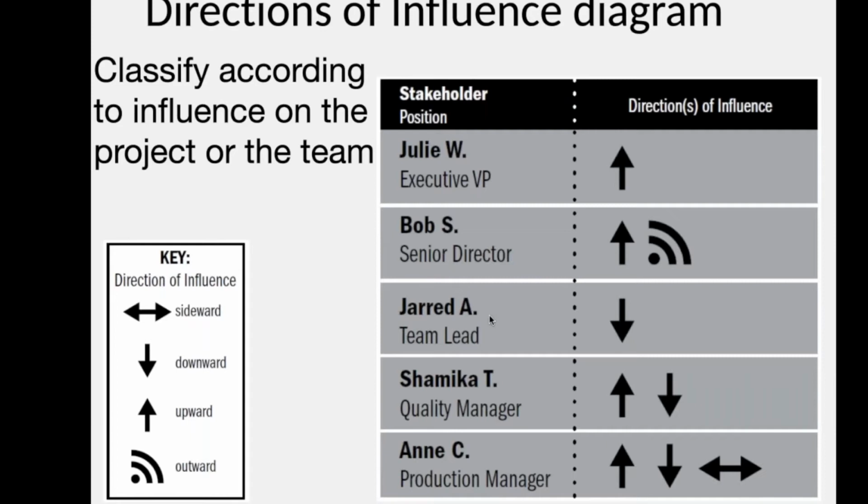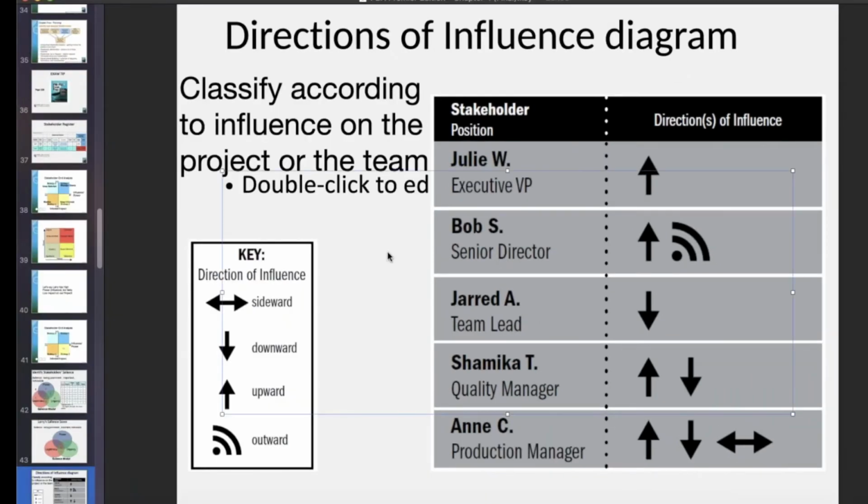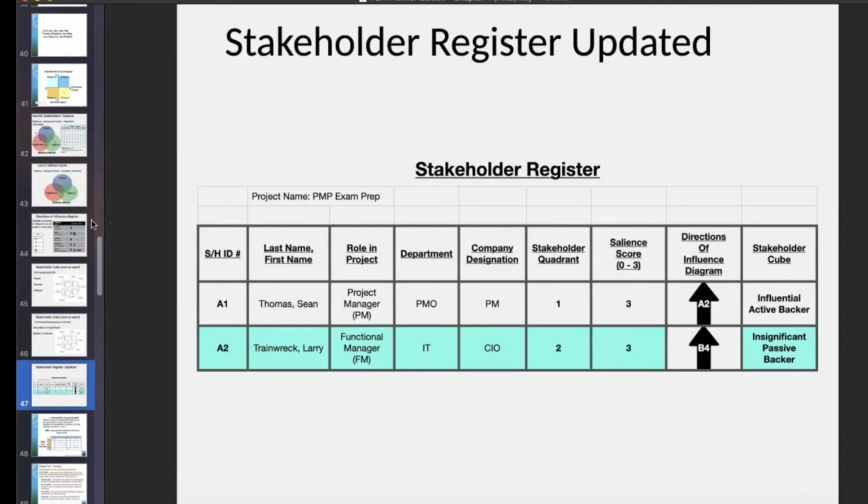So we'll have to keep that in mind. Then we have a directions of influence diagram. What it's basically saying here is on your stakeholder register, you can write down who these people can influence. A stakeholder register, we're going to update it with the directions of influence diagram. You see how I did that? And the arrow means they can influence people above them. And I put letters and numbers in there, stakeholder ID numbers.